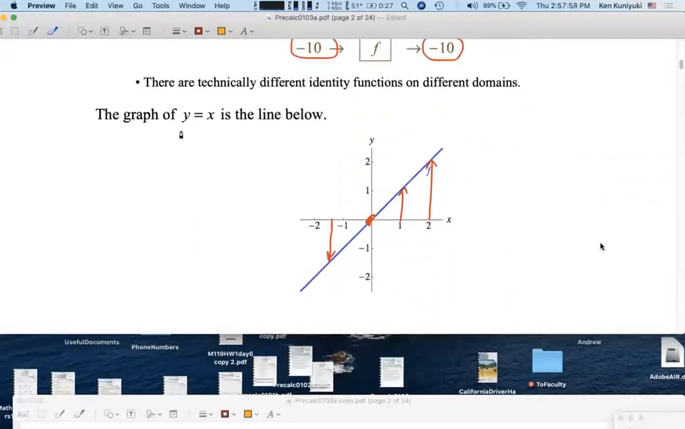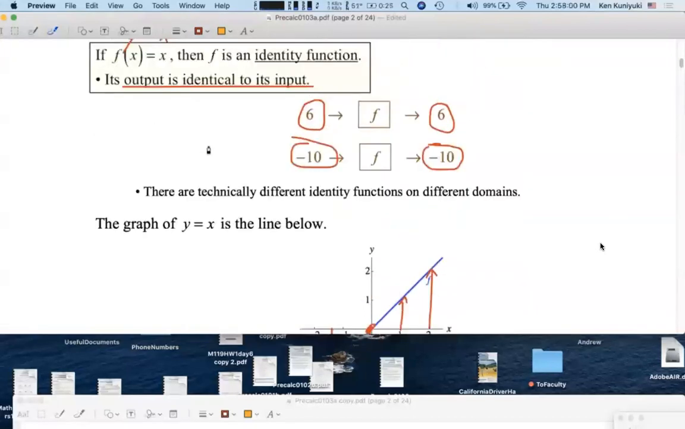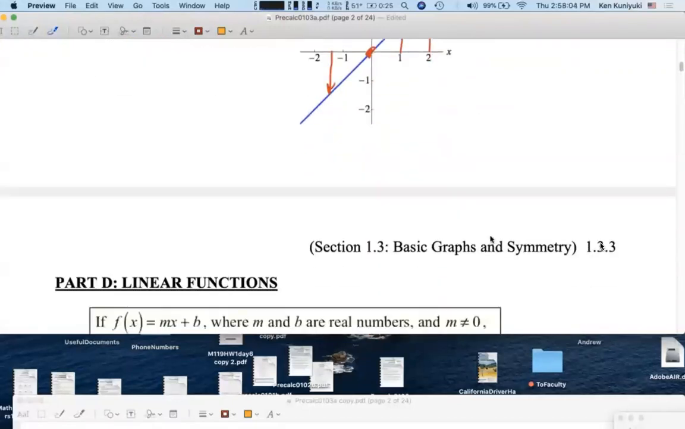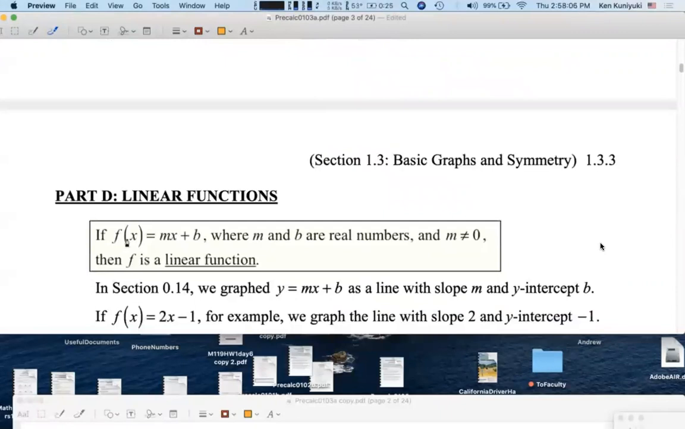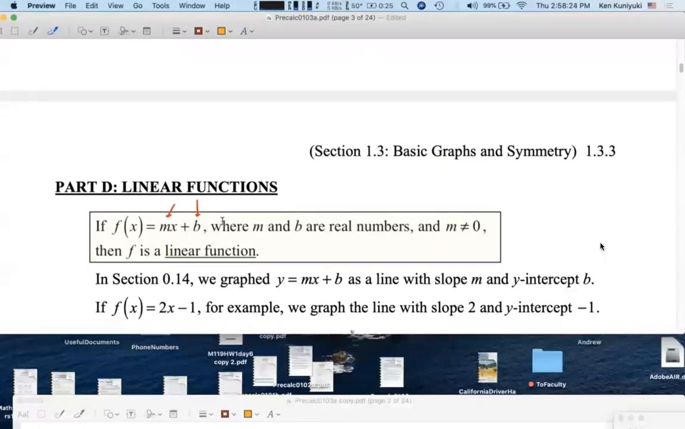Now, this here is also an example of not just a power function, but a linear function. In general, we have a linear function if we have something like f of x, or it could be g of t or something, but f of x equals mx plus b, where m is the real slope and b represents a y-intercept. It's a real number that represents a y-intercept. Where m is not 0.